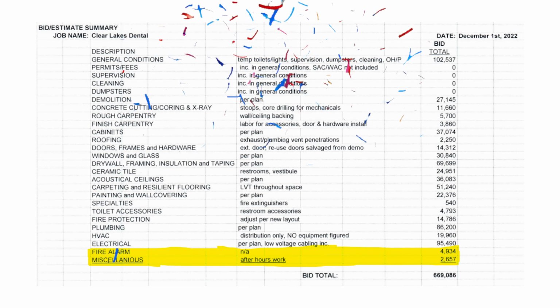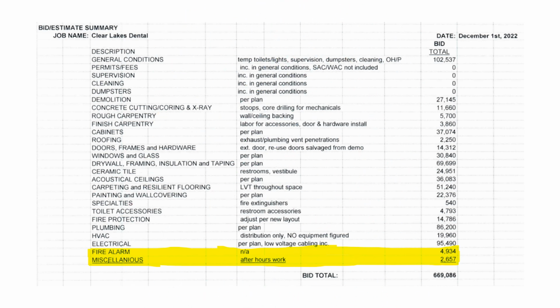Oh my gosh, finally the last item. It's fire alarm plus miscellaneous. I clumped these two together because they're self-explanatory, not because they're peanut butter and jelly or anything. Anyways, the fire alarm is the fire alarm and miscellaneous states that they do work after hours. Alrighty, the total cost of this particular project was $669,086. This is actually fairly cheap for an 8,000 square foot dental office.